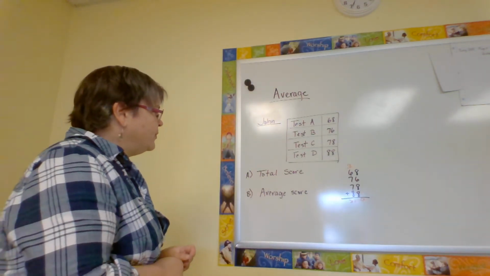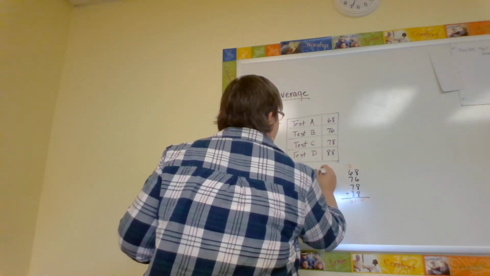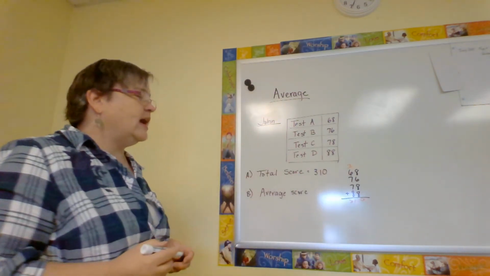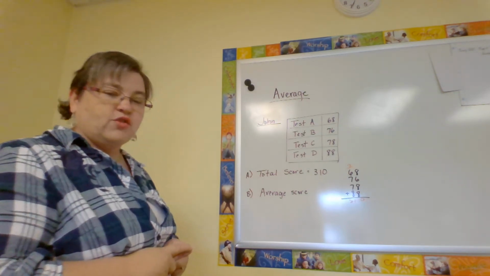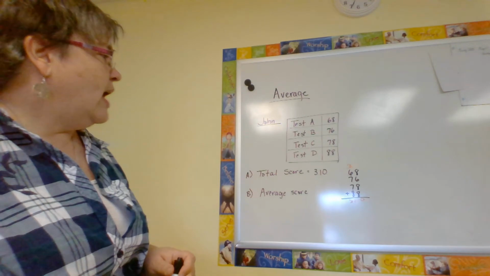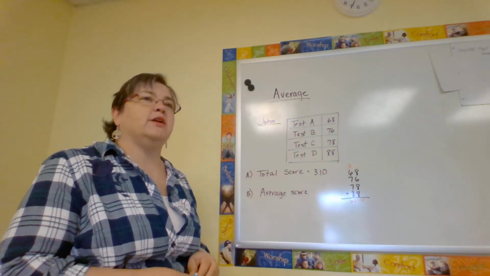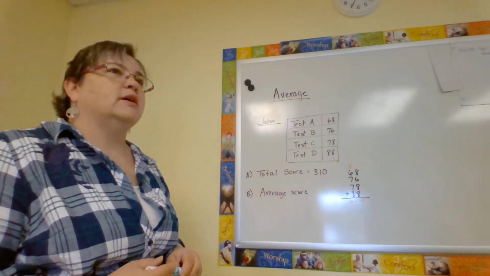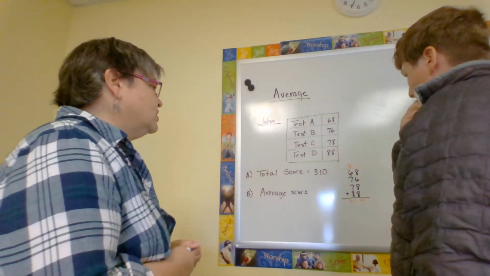I appreciate that. So that is our total score. It's 310. Now we have to find the average score. So Wyatt, would you come up and find the average score? Yep. So how are we going to do that? How are we going to find the average? We added them, and now what are we going to do? After we add them, what are we going to do to find the average?